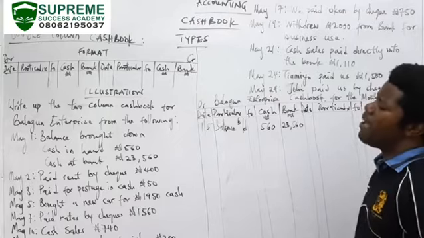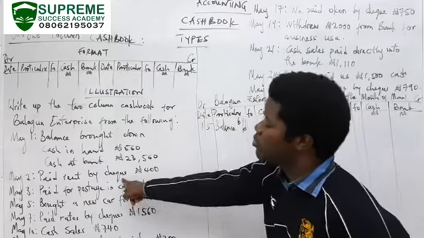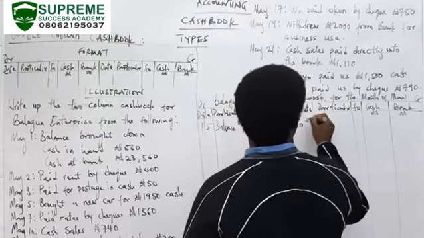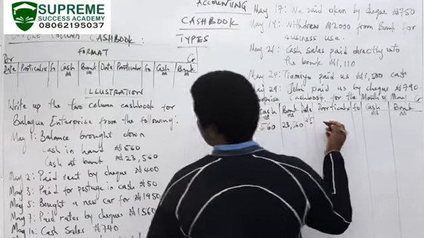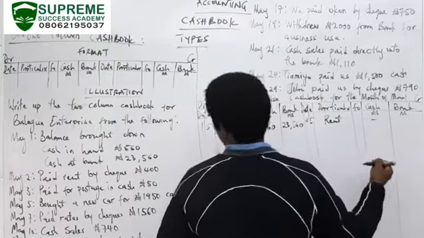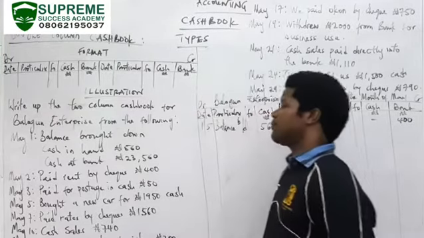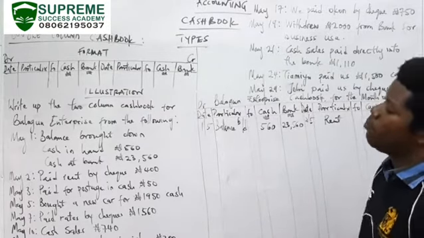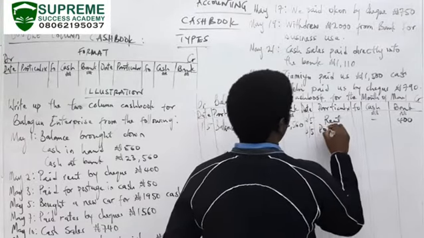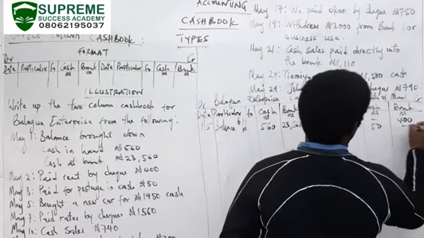On the 2nd of May, paid rent by check. So money is going out, but you take note of the check, which signifies bank. So we have rent, and then of course we have check 400 under the bank. Then on the 3rd of May, paid for postage in cash, and the amount is 50 naira.